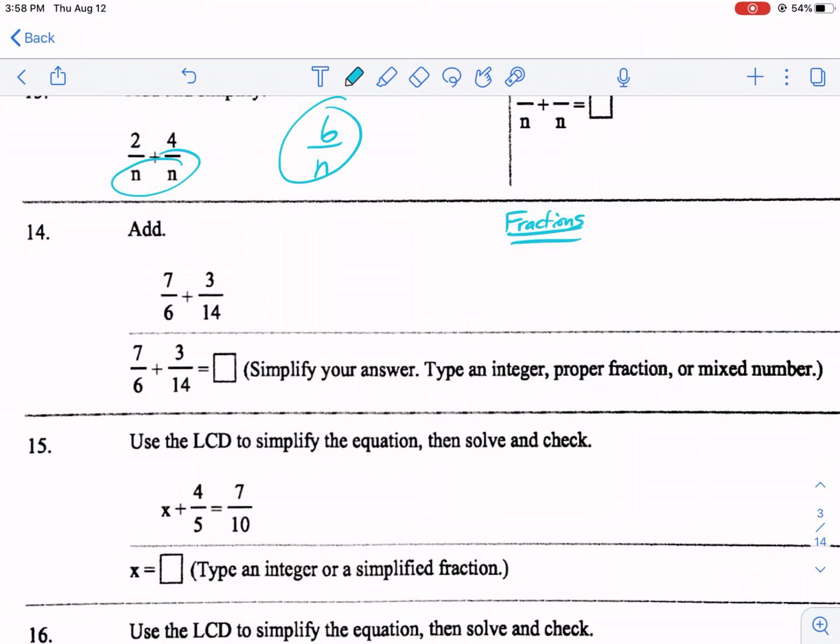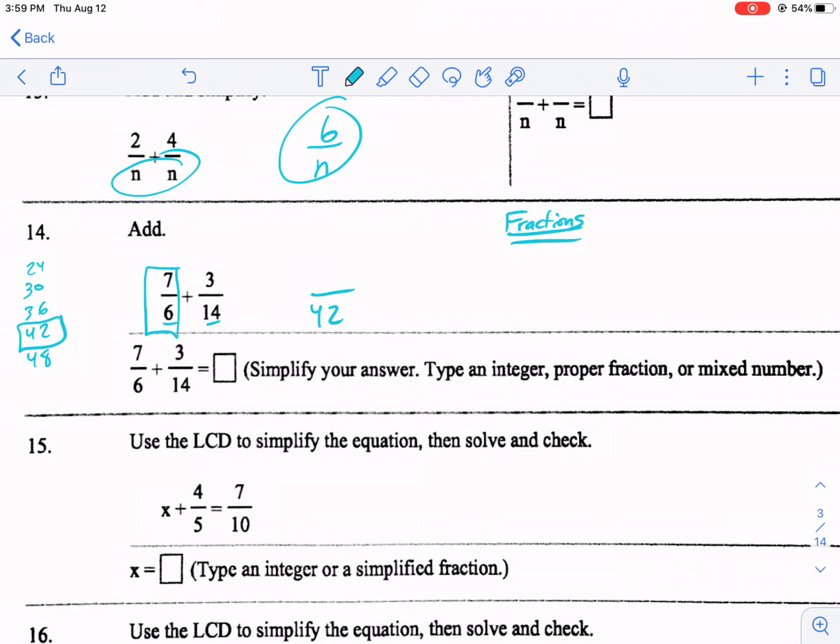So 14 and 6, I'm just thinking of multiples right now: 24, 30, 36, 42, 48. 48 maybe for both of them, let's see, nope. So 42 divided by 14, I don't think so. Yes, it is. Okay, so 42 is my common denominator because 6 and 14 both are factors of 42. So I'm going to put a 42 there.